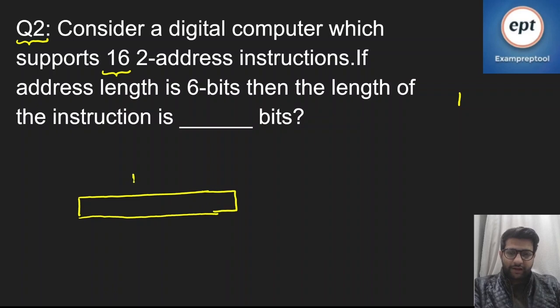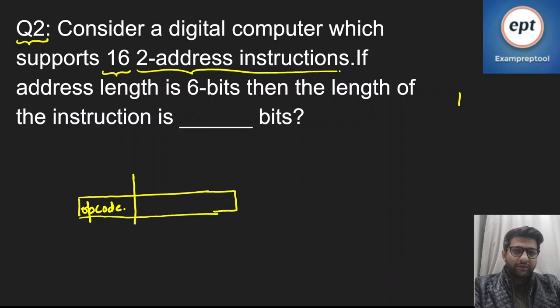Every instruction will have first of all the opcode and then the information about the operands. Here we have not mentioned anything about the addressing modes, so we will skip them, and it is a two-address instruction. What is a two-address instruction? It means that there will be two fields for the operands.